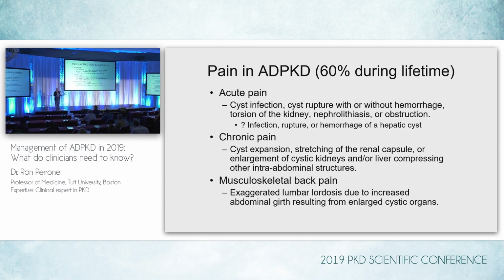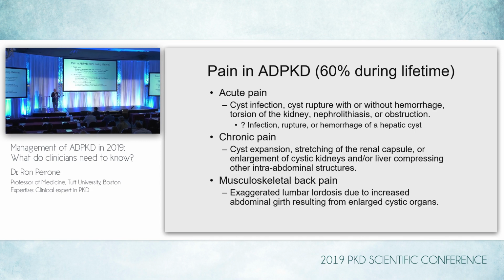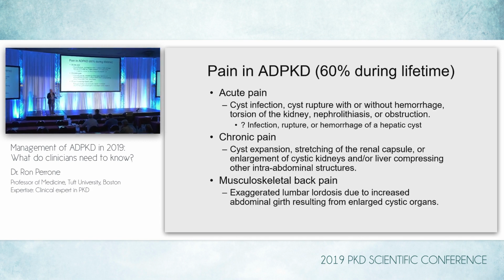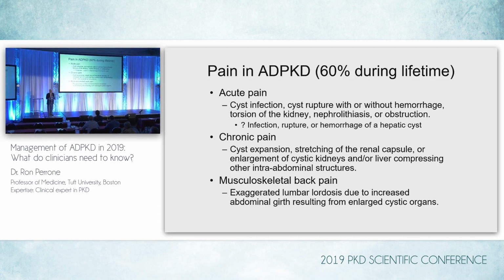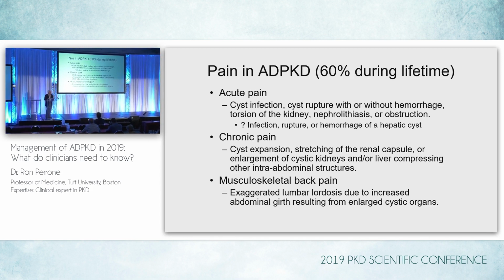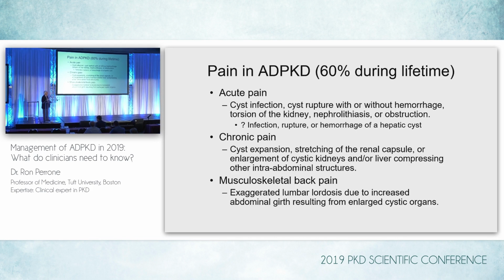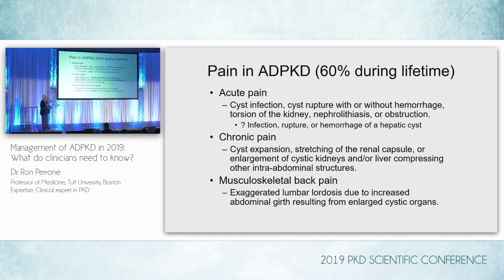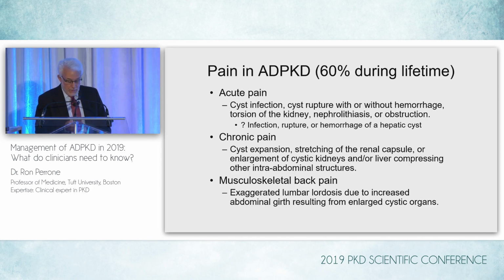Pain is very common in ADPKD, about 60% during the lifetime. You can get acute pain or chronic pain. Acute pain is typically a result of an event such as a cyst infection, cyst rupture with or without hemorrhage, torsion, nephrolithiasis, or obstruction. You also need to consider whether there's infection, rupture, or hemorrhage of a hepatic cyst, particularly in someone with an enlarged liver.